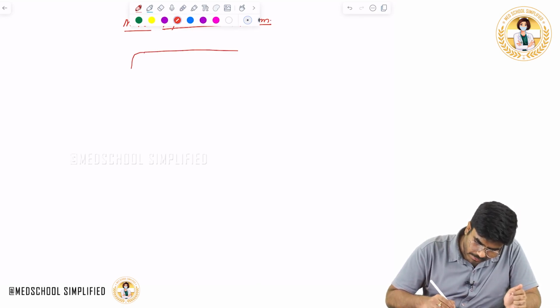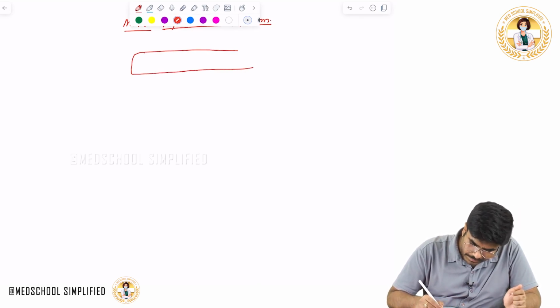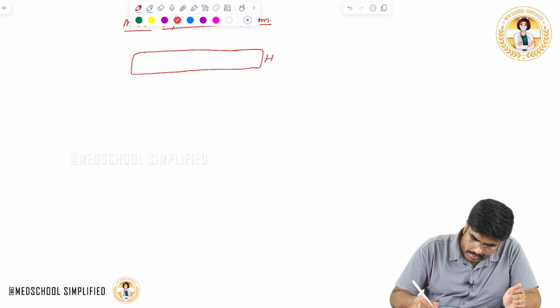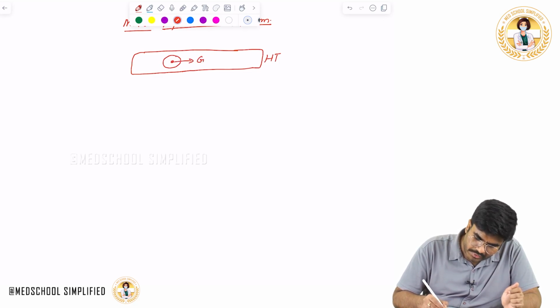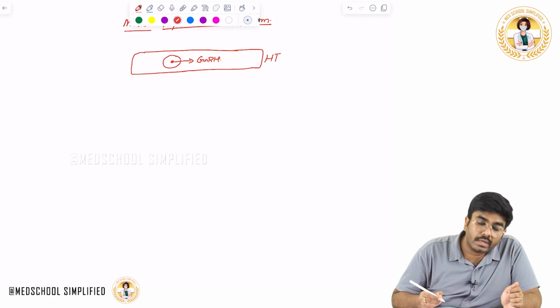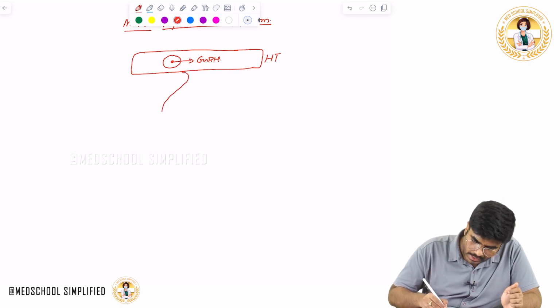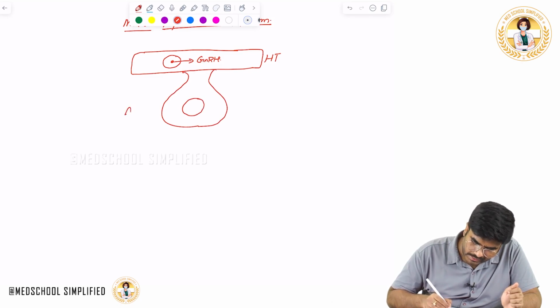Imagine here is the hypothalamus. Now there is this one hypothalamic nuclei. This hypothalamic nuclei is producing GnRH, gonadotropin-releasing hormone. Now this gonadotropin-releasing hormone is going to come to where? It's going to come to the anterior pituitary.